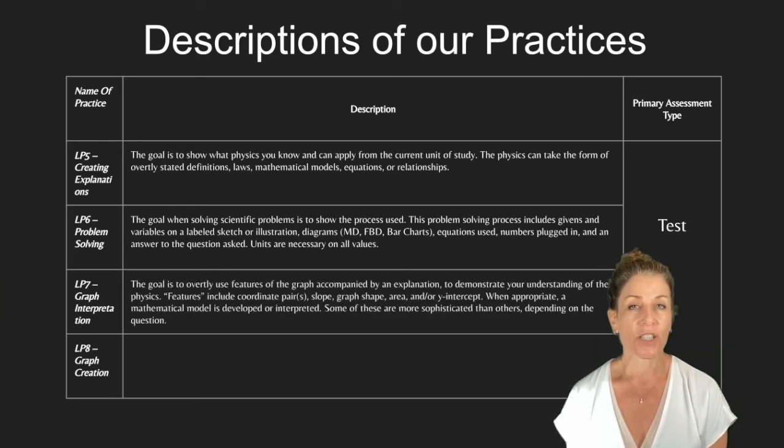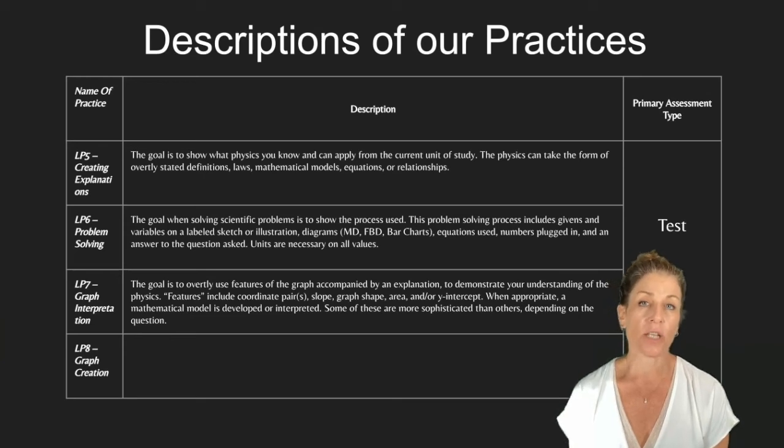Graph interpretation has a goal of overtly using features of the graph accompanied by an explanation to demonstrate your understanding of the physics. Features might include coordinate pairs, slope, graph shape, area, and/or y-intercept. When appropriate, a mathematical model is developed or interpreted. Some of these are more sophisticated than others, depending on the question.